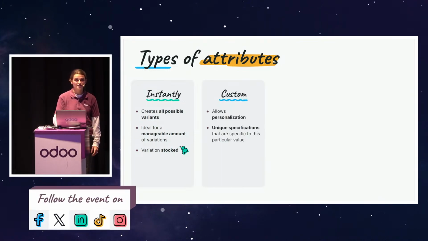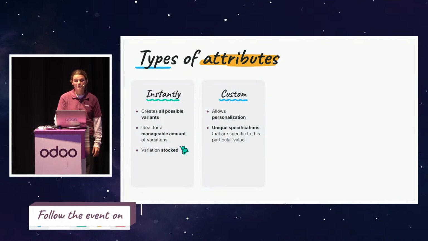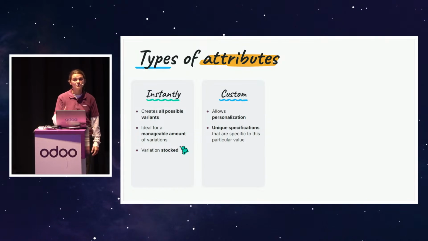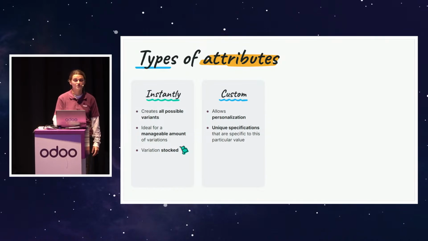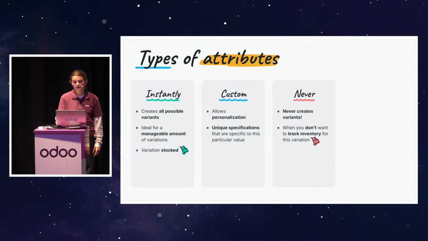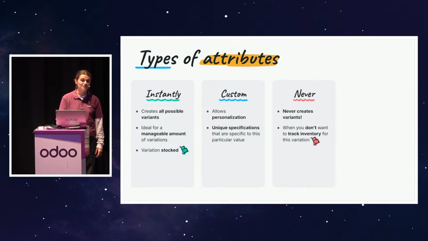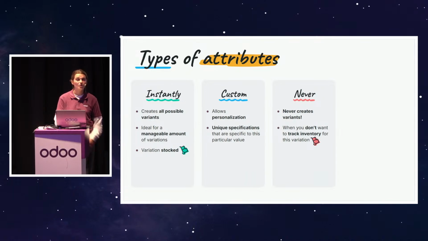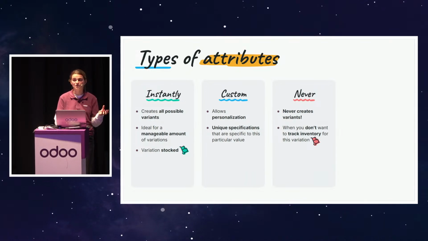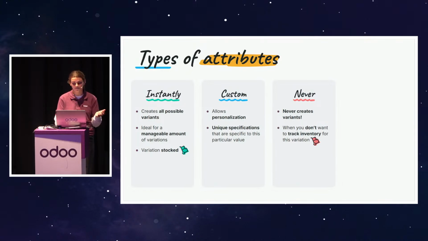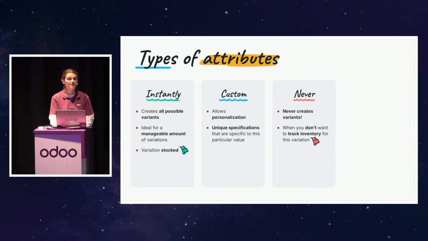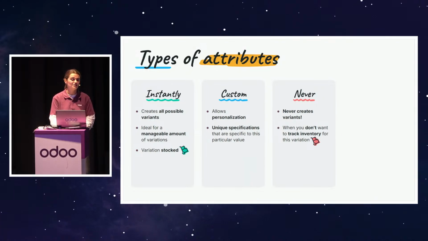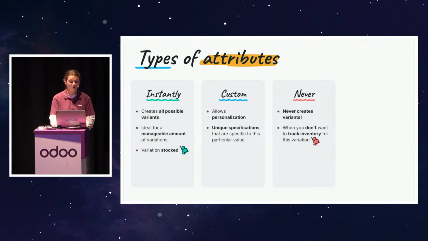Then we have the custom value that I showed you. So this allows for personalization, and the customer can basically enter the value that he wants to enter directly on the product page. Then we have the never created variants. So this means that you can track the inventory based only on a certain attribute and not on all the possibilities, which can be tricky in the point of sale, so you know. But it can also simplify your catalog and stock management.